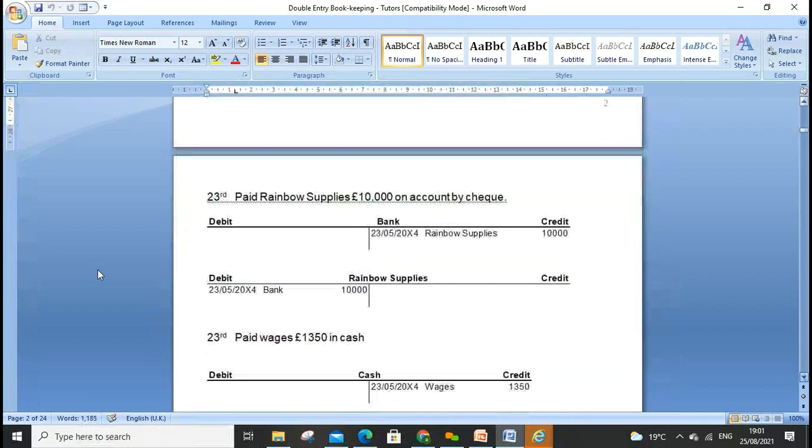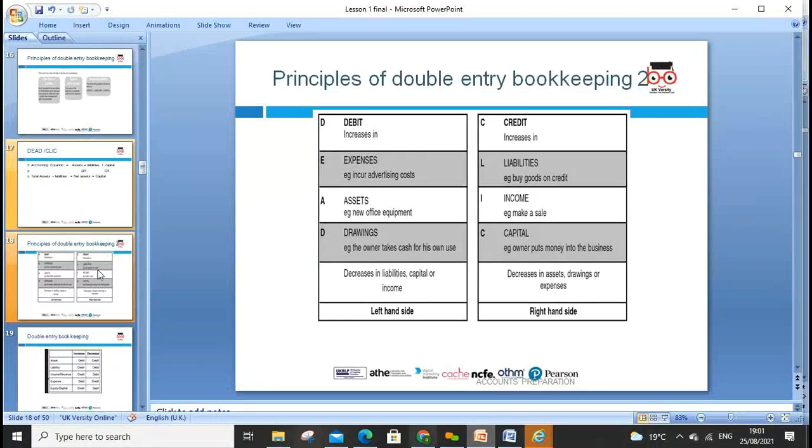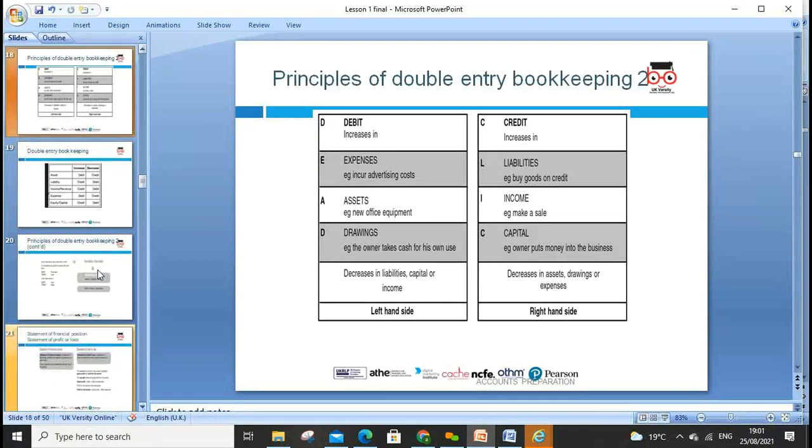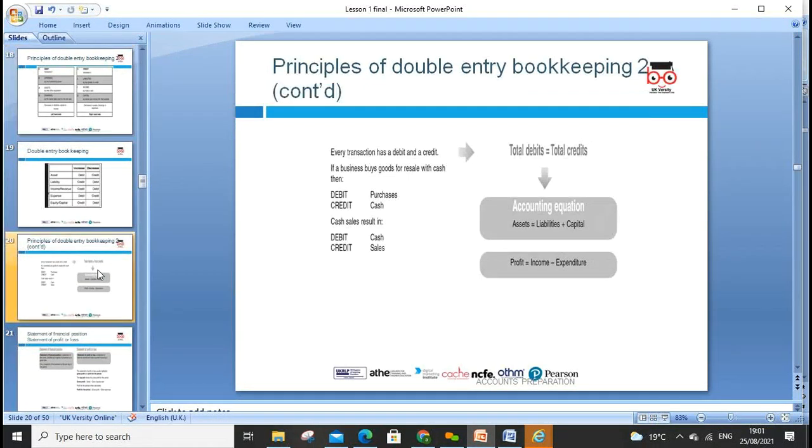So please, this handout, you have two copies. One is a student handout and one is a tutor handout. The tutor handout is the answer. So please go through these based on the rules. The handout is on double entry bookkeeping.